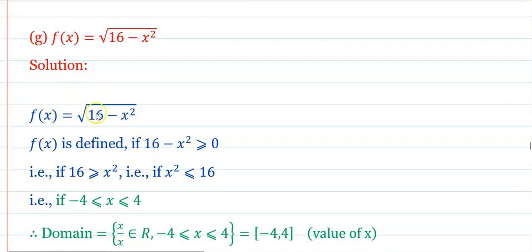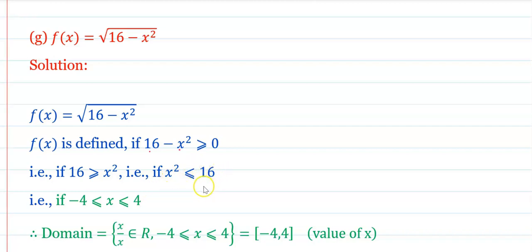Now the next question. f of x is equal to the square root of 16 minus x square. Again, how should this radicand be? It must be positive, greater than or equal to 0. Means what? Add x square on both sides. Plus x square minus x square get cancelled. That is, 16 is greater than or equal to x square. Okay, again x square is less than or equal to 16.